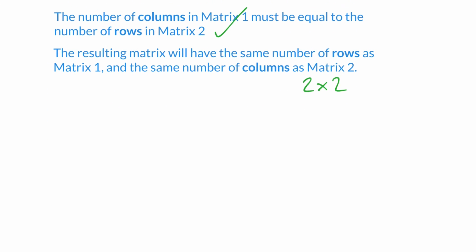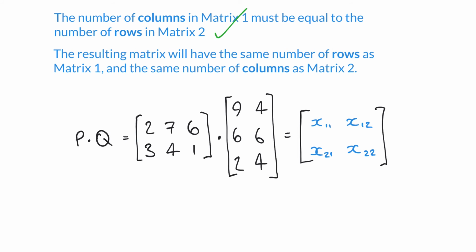We're going to follow exactly the same method as in the previous example. So let's have a look first of all at x11. x11 in our placeholder matrix here is in the first row and the first column. And so we're going to take the first row of our first matrix, which is 2, 7 and 6, and we're going to take the first column of our second matrix, which is 9, 6 and 2.